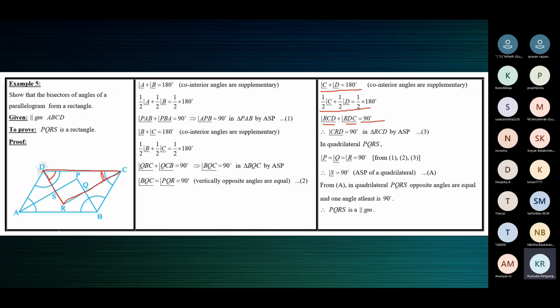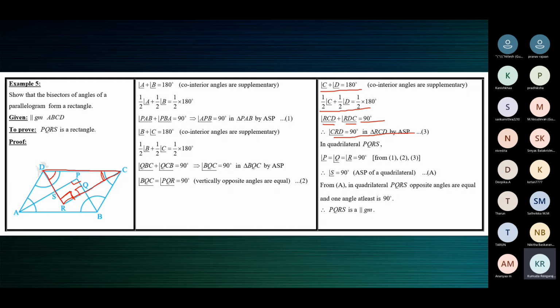So in triangle RCD, the sum of two angles is equal to 90 degrees, so the third angle will be 90. Since the sum of these two angles is 90, angle CRD is 90 degrees in triangle RCD by angle sum property. So now we proved that angle P is 90, Q is 90, R is 90.